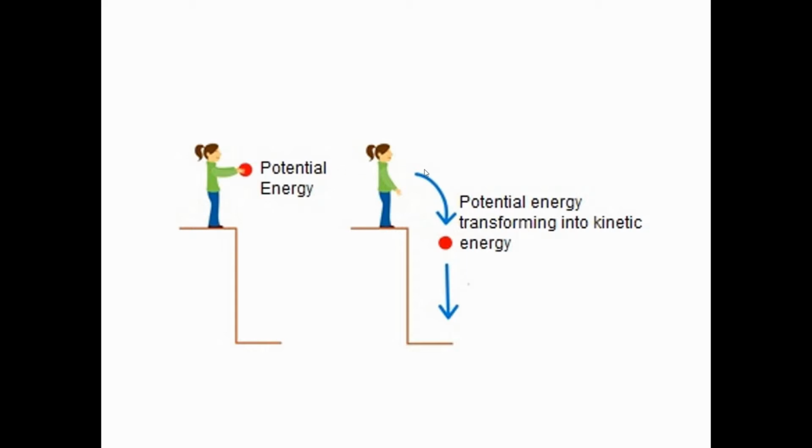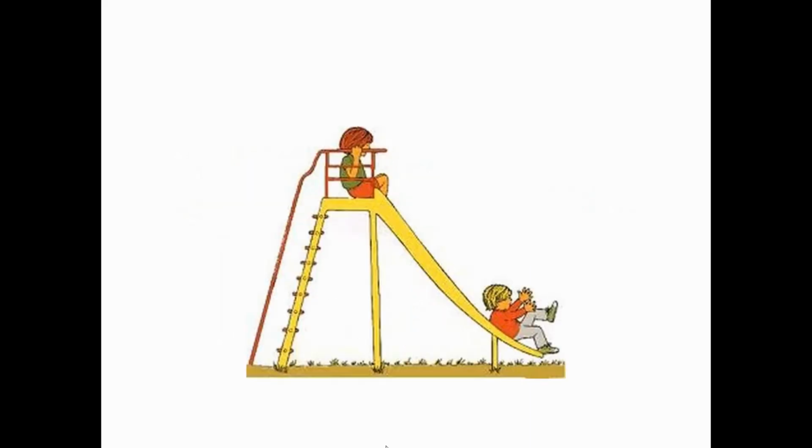and if she drops the ball, it starts traveling. So what is happening? This potential energy is changing into kinetic energy. Kinetic energy is the energy possessed due to motion, and potential energy is the energy possessed due to level or height.